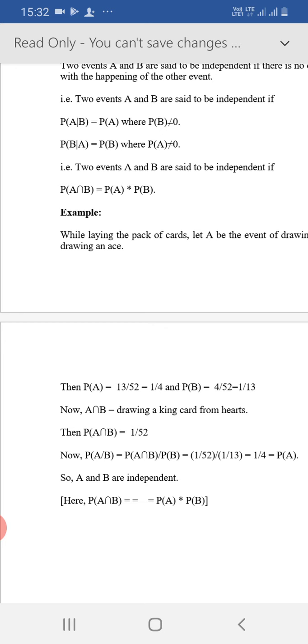Therefore P(A upon B) is equal to P(A intersection B) upon P(B), which is 1 upon 52 divided by 1 upon 13, and which is equal to 1 upon 4. So P(A upon B) is equal to P(A). So A and B are independent events. Therefore P(A intersection B) is equal to P(A) into P(B).